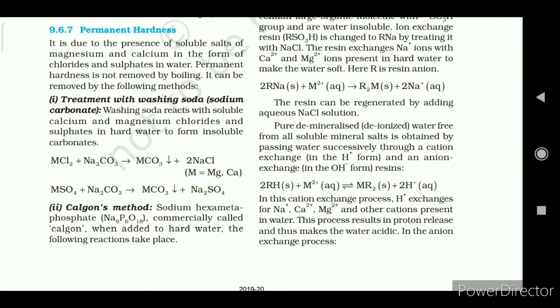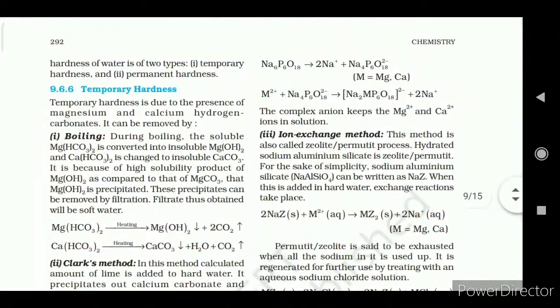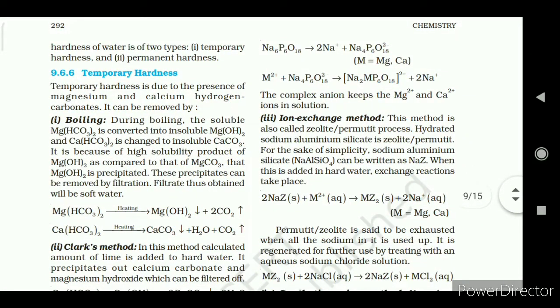Number 3. Ion exchange method. This method is also called zeolite or permutit process. Hydrated sodium aluminium silicate is zeolite or permutit. For the sake of simplicity, sodium aluminium silicate NaAlSiO4 can be written as NaZ. When this is added in hard water, exchange reactions take place. Permutit or zeolite is said to be exhausted when all the sodium in it is used up. It is regenerated for further use by treating with aqueous sodium chloride solution.